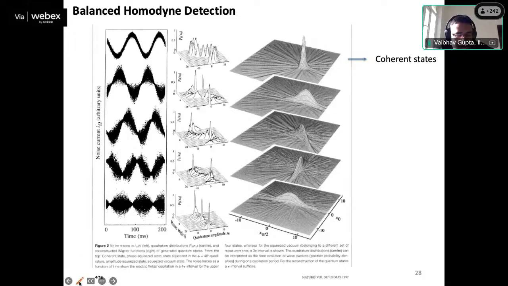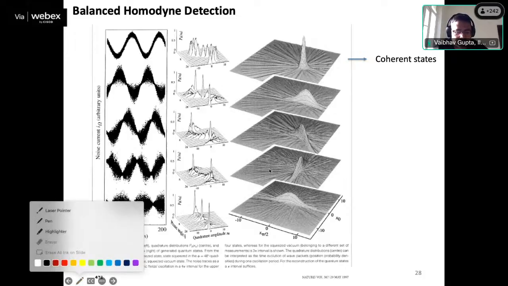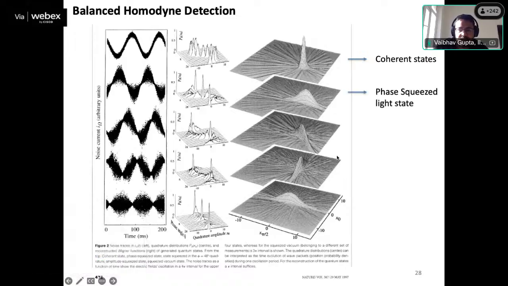And this particular axis is the phase quadrature. This is the amplitude quadrature. If this same Gaussian would have been here, we would call it the vacuum state. Since it is away from this location with the phasor, so this phasor with the phase like this, and you plot this Gaussian, this is the coherent state.